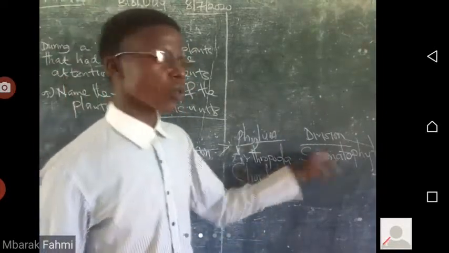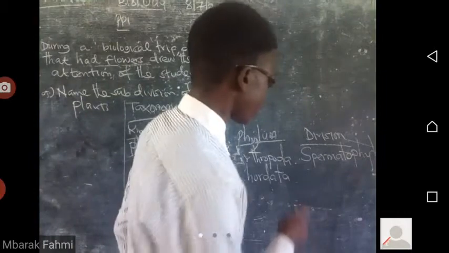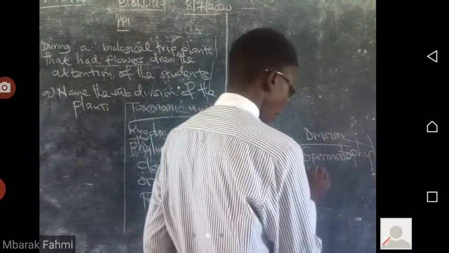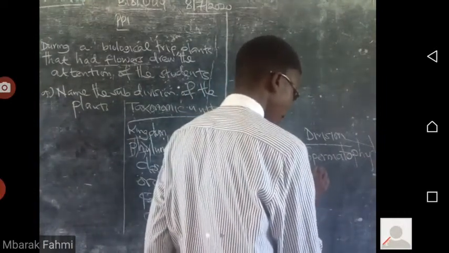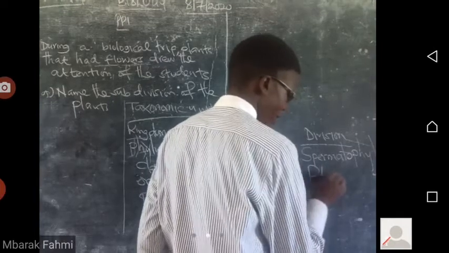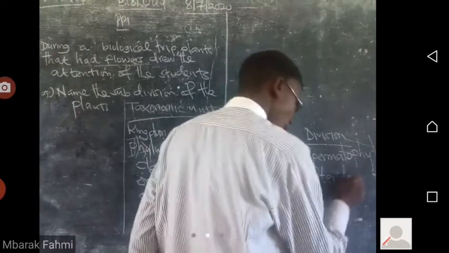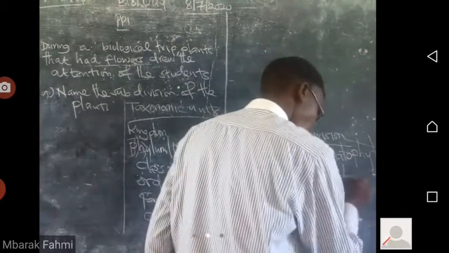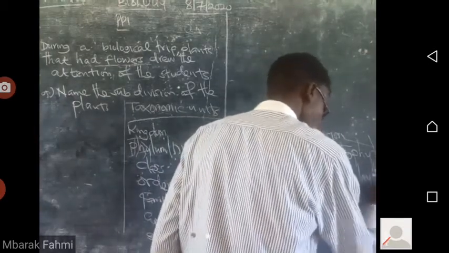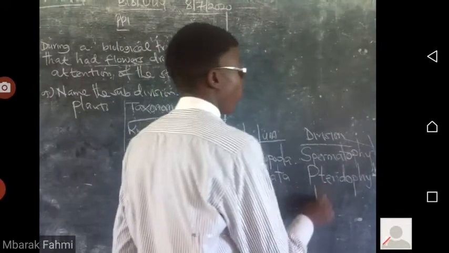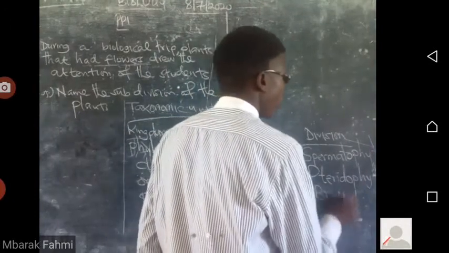Then for divisions, we have three major divisions which are tested: the Spermatophyta, the Pteridophyta, and the Bryophyta. The first letter must be a capital letter.